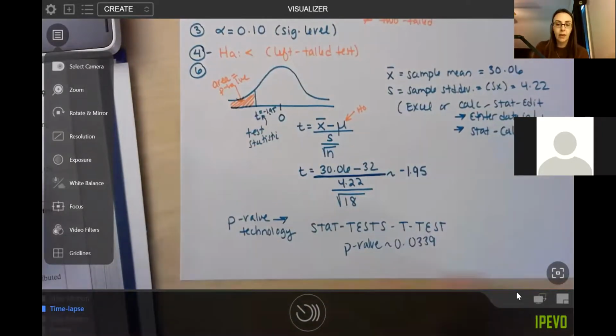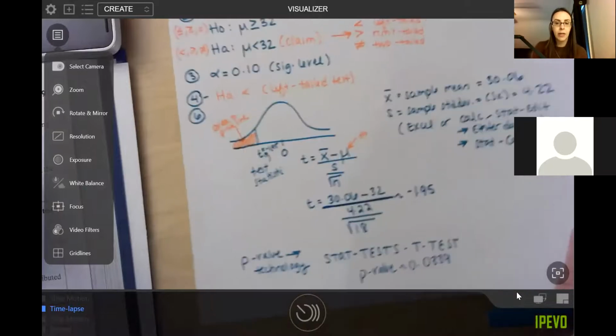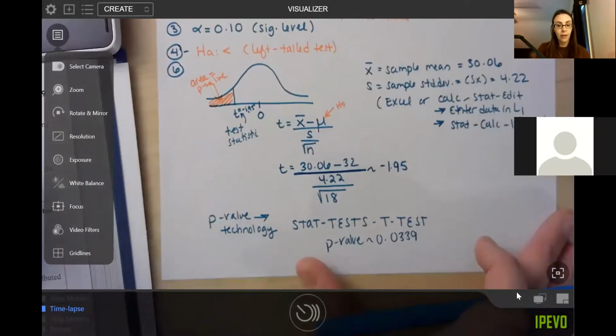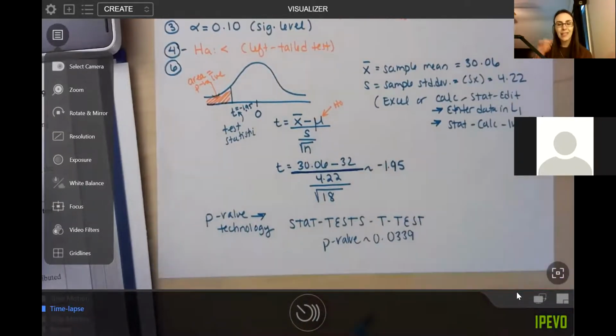Now, if you don't have the calculator app at home, that's okay. I did find a free online calculator for the p-value for t-tests. There is a table in the back of the book, but it only gives you an approximate p-value. It can't give you the exact value there. So I found, again, like I said, an online calculator that you can use instead. So let me show you that.